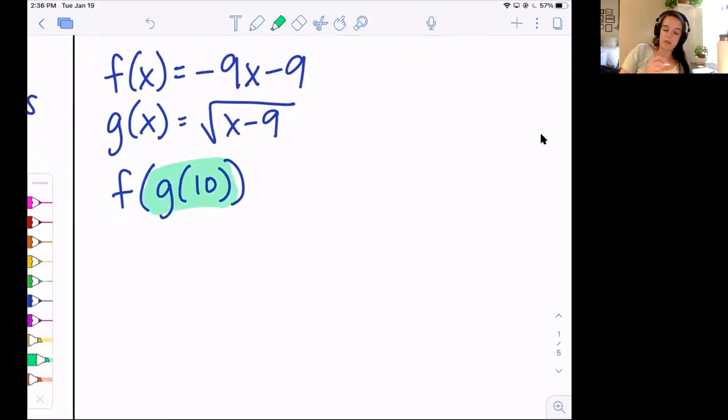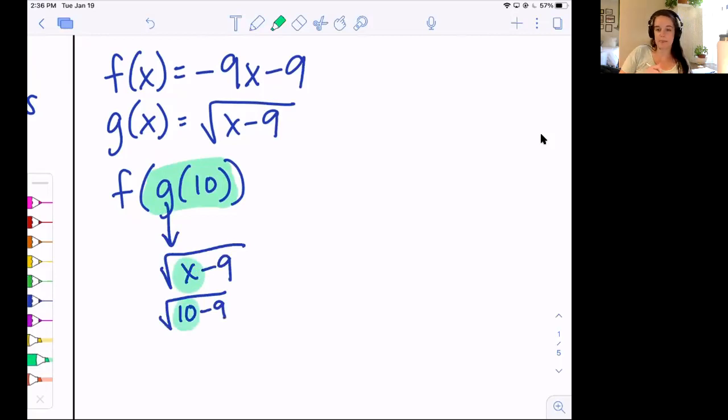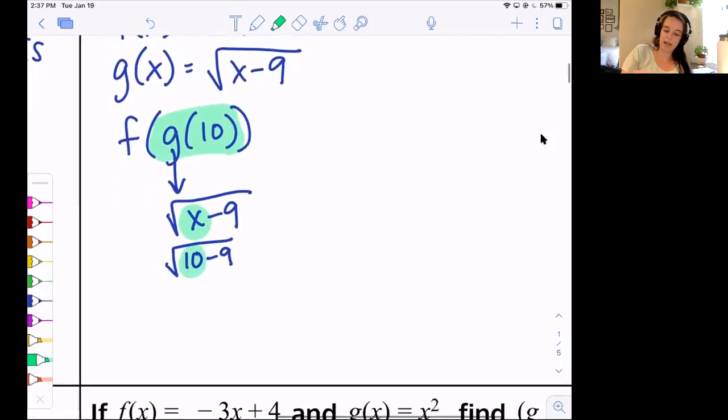G of 10 here. So I'm going to take the 10 and plug it into the g function. G function is x minus 9 inside the radical. So I have square root 10 minus 9, right? I'm taking out the x, I'm putting in 10. Thank you, Samantha. I see you in the chat. So the square root of 10 minus 9 would be 1. Anybody know what the square root of 1 is? 1. Yeah, it's 1. Thanks, Roxana, and thanks, Nayeli, in the chat.